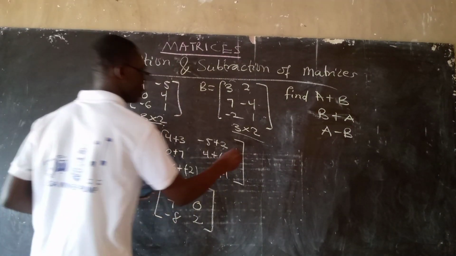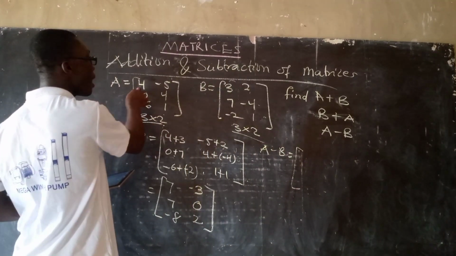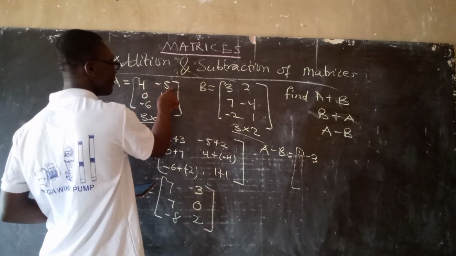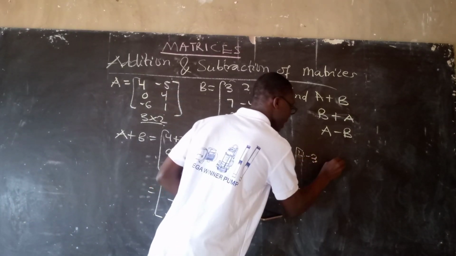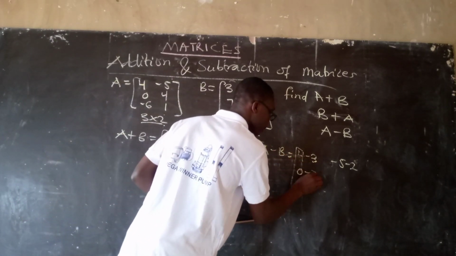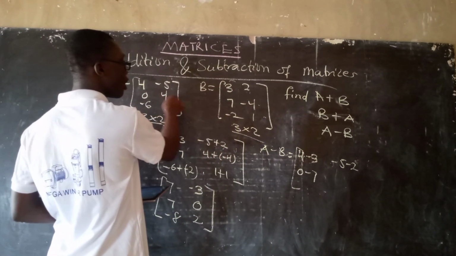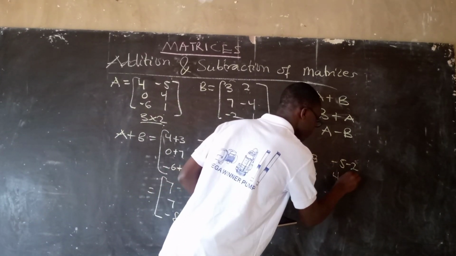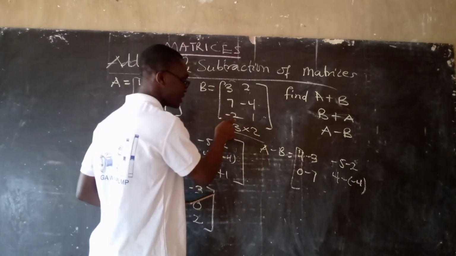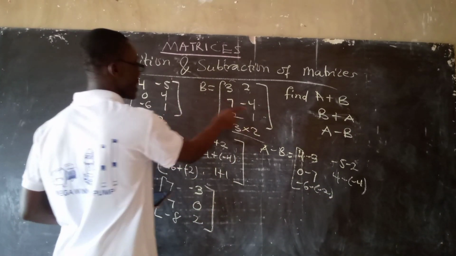So A minus B: 4 minus 3, and then negative 5 minus 2, 0 minus 7, 4 minus negative 4, negative 6 minus negative 2, and 1 minus 1.